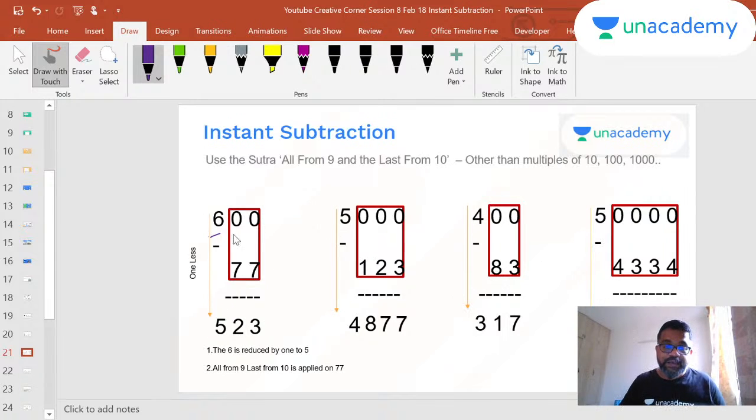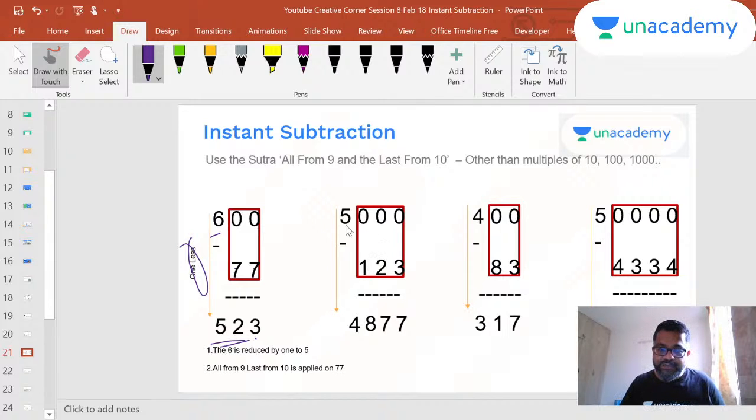Then on these red boxes, we simply follow that same sutra, all from 9, last from 10. So all from 9, 9 minus 7 is a 2, 10 minus 7 is a 3. So that's your answer, right? 5,000 minus 123, 5 becomes a 4. Remember, 1 less, right? 5 becomes a 4. All from 9, last from 10.